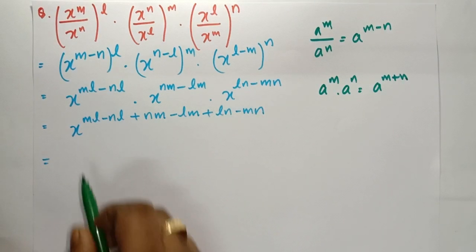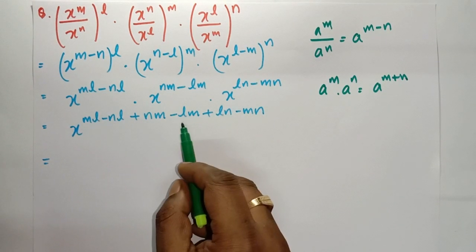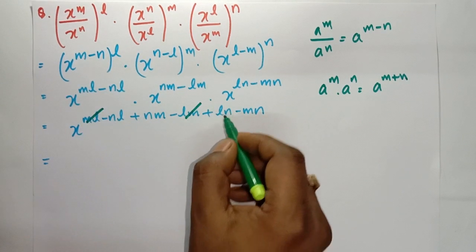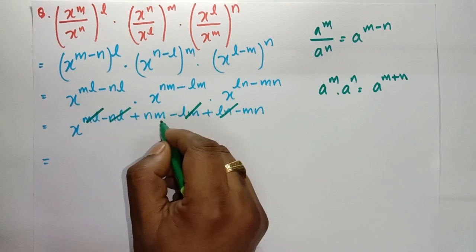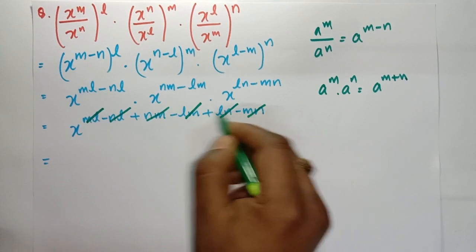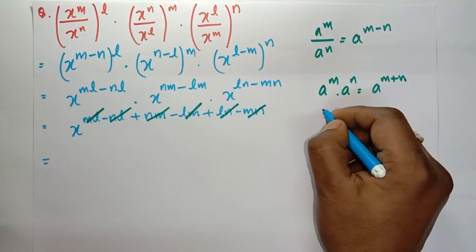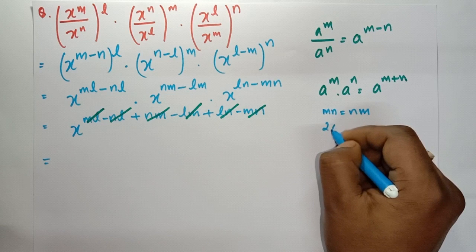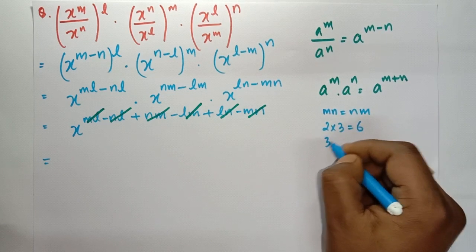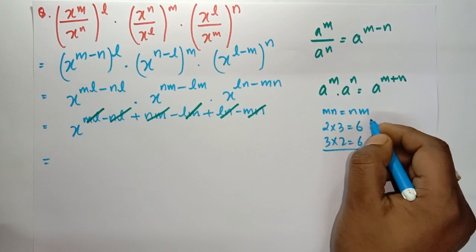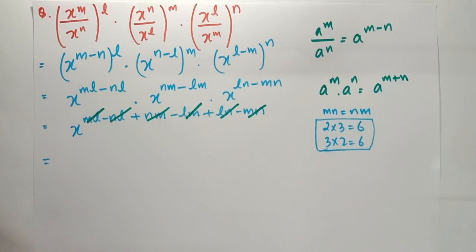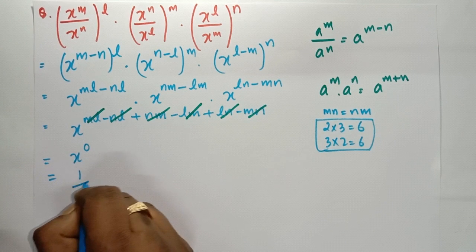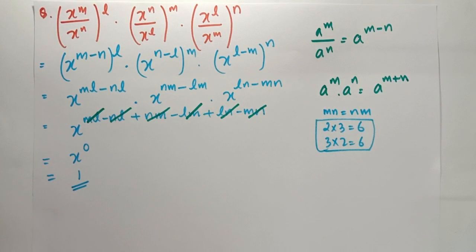Now you can see here ml and lm are both the same, so this and this will get cancelled. nl and ln both will get cancelled. nm and mn both will get cancelled. Both are the same, okay? So don't get confused. mn equals nm, both are the same. Why? 2 into 3 I get 6, 3 into 2 I also get 6. So both ways it's the same. So all of it gets cancelled. Cancel means I'll get 0. So x to the power 0 is 1. So this is my final answer.